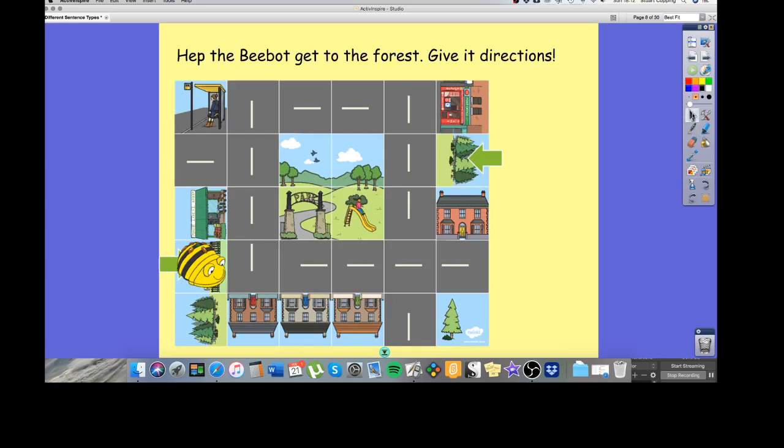Okay, so let's have a look. I have a Bee-Bot here, and he's starting here. I want you to come up with some instructions to get him here. So move forward, move left, move right, go forward, go back, go right, go left. How can you get him to this arrow here, the forest? Okay, pause the video and have a go.